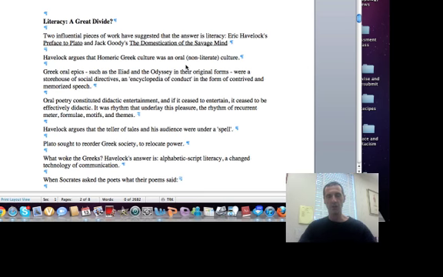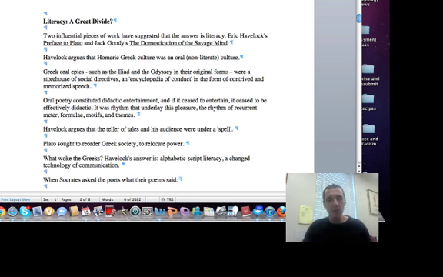So here is his argument: that Greek oral epics like the Iliad and the Odyssey, in their original forms, were a storehouse of social directives. He called it an encyclopedia of conduct in the form of contrived and memorized speeches. The epic was the way the culture passed down its values and knowledge.